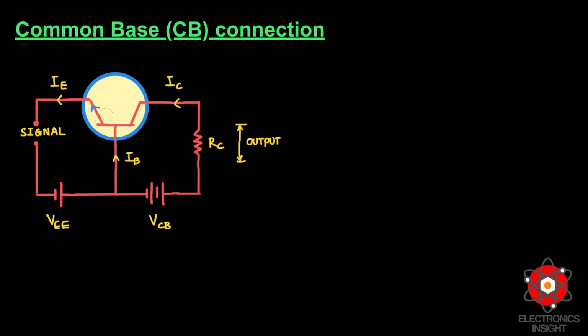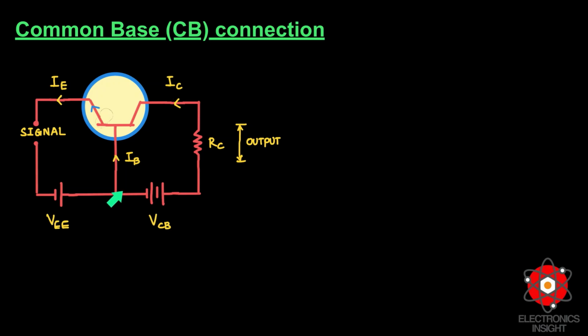Accordingly, a transistor can be connected in the circuit in three different ways. One is the common base connection, by having the base be common between the emitter and the collector terminal. Whenever I say common, that means that particular terminal is going to be grounded.